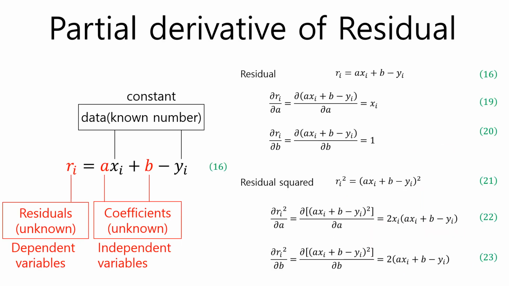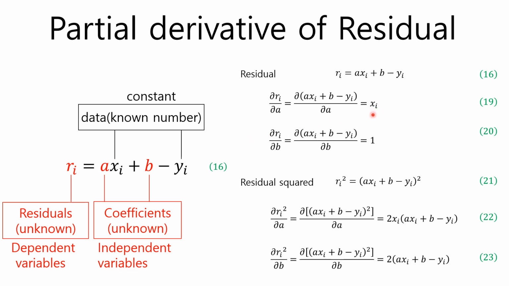Let's learn about the partial derivative of the residual expressed in equation 16, calculated using the system equation. If equation 16 is partially differentiated with respect to coefficient a, coefficient b is a variable, but since it is partially differentiated with respect to a, it is treated as a constant and becomes 0, and yi becomes 0 because it is a constant as data. Therefore, this result becomes xi as shown in equation 19.